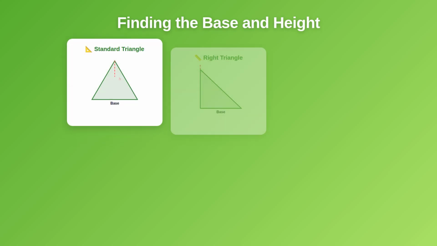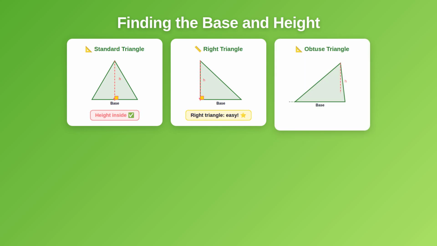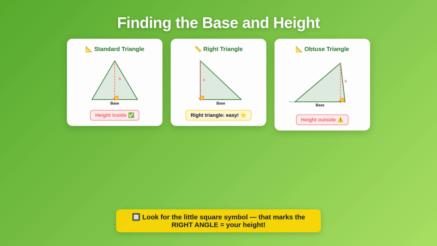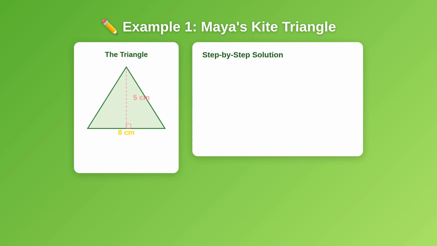Now, here's something that trips a lot of students up. The height isn't always the slanted side of the triangle. The height is always the perpendicular distance from the base to the top point. Perpendicular just means it forms a perfect right angle, 90 degrees. For a right triangle, the height might be one of the straight sides. For a tilted triangle, the height might even fall outside the shape. Always look for that little square symbol showing the right angle. That's your height.